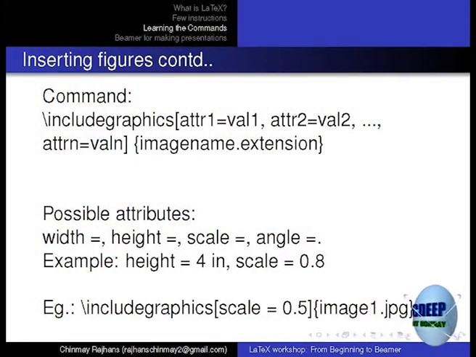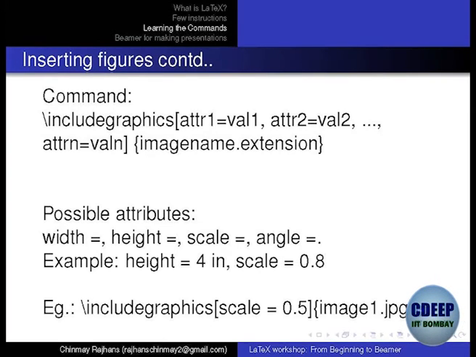The way we use this command is backslash includegraphics. In square brackets you give attributes, which are properties of the figure. Typical attributes are width, height, scale and angle. Width is in centimeters, inches, points, whatever units we saw yesterday. Height is the same. Scale scales the entire image by that factor, retaining the aspect ratio. Angle rotates in degrees; if you give angle equal to 90, it rotates clockwise by 90 degrees.